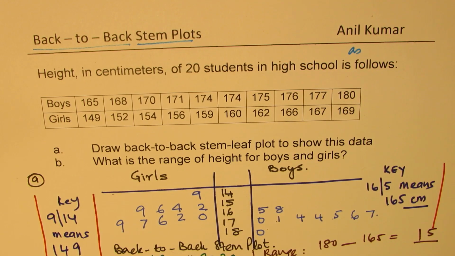So I hope now both the things are absolutely clear. How to plot a back-to-back stem diagrams and how to read the information from them. I hope that makes sense.